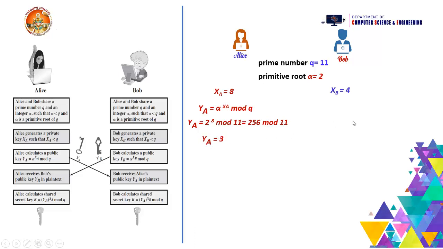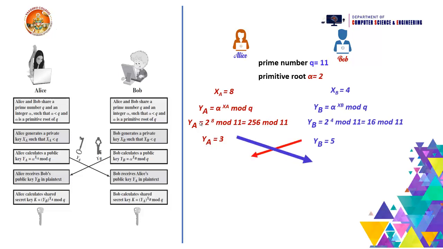In the same way, Bob also calculates his own public key, alpha to the power of XB mod Q. Alpha is 2, XB is 4 and prime number Q is 11. That is 16 mod 11 and YB equals 5. Now both users generated their own public keys. These public keys are exchanged with each other. YA is shared to Bob and YB is shared to Alice. Now both users have the opponent's public key.